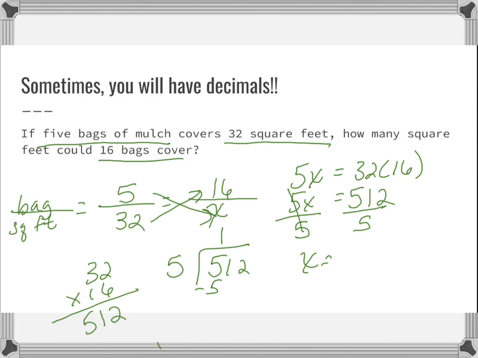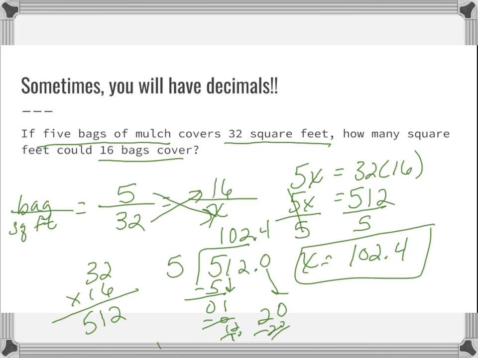It goes one time. I'm going to have to bring down this 1. Then I've got 1 divided by 5. Well, that's going to be 0. Then I have 12 divided by 5. That's going to be 2. And you can see, I have 2 left over, which means I'm going to have to add a decimal and a 0 and bring that down. So then I have 20 divided by 5, which is 4. So we're going to get 102.4 square feet. It's okay to have a decimal.